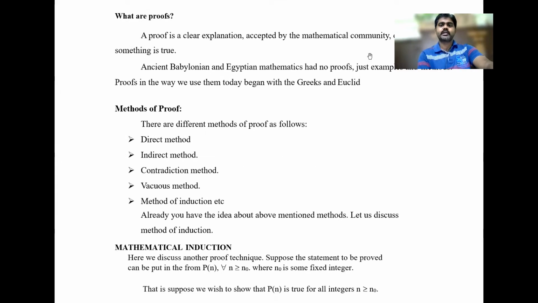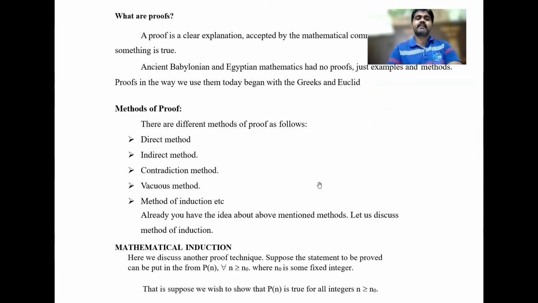Proofs. A proof is a clear explanation, accepted by the mathematical community, of why something is true. If we say that something is true, then we will ask how it is true, so what is the proof for that? Ancient Babylonian and Egyptian mathematics had no proofs, just examples and methods. Proofs in the way we use them today begin with the Greeks and Euclid.